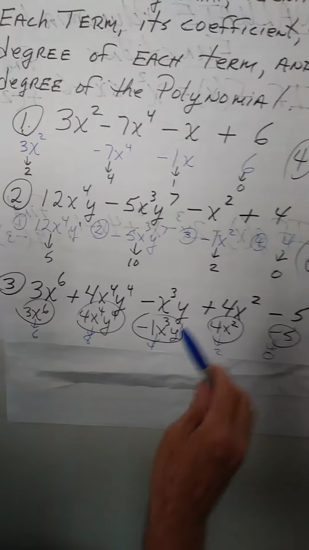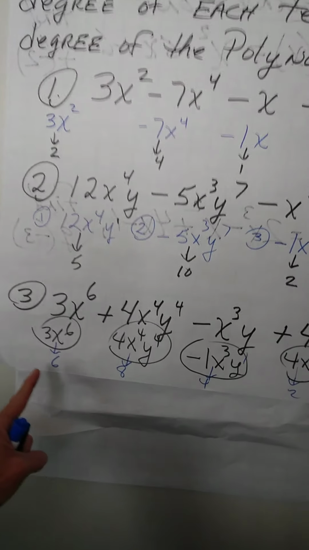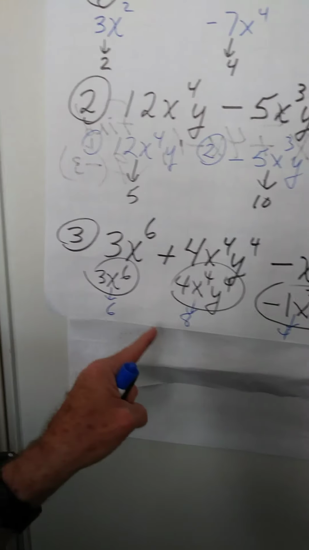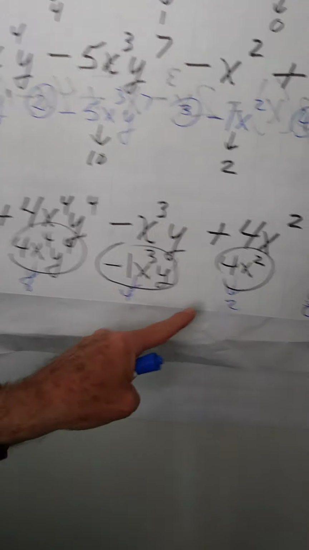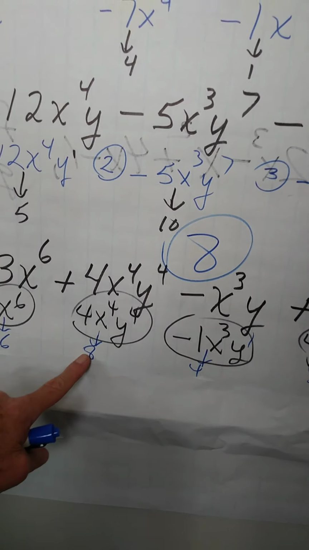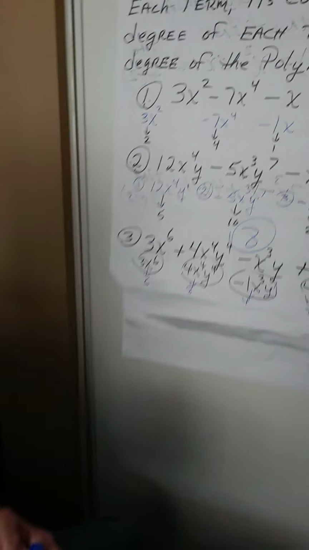And then finally, the degree of the polynomial is the greatest degree. Well, here's our 5 individual degrees. 6, 8, 4, 2, 0. The degree of number 3 is 8. It's the biggest. 8 is the degree of that polynomial.